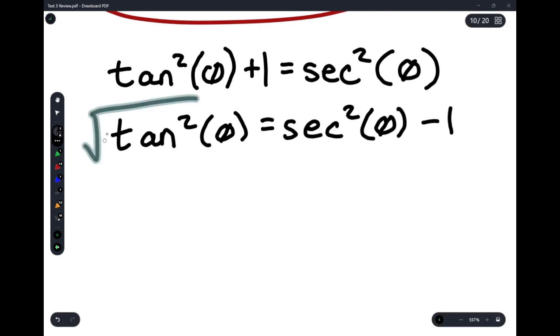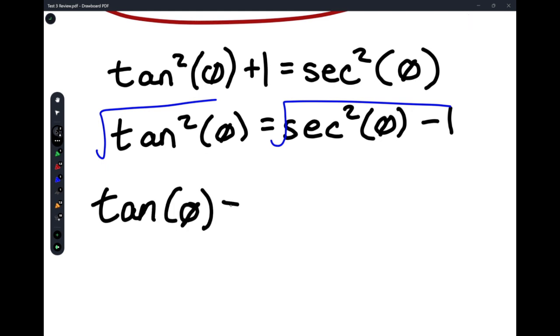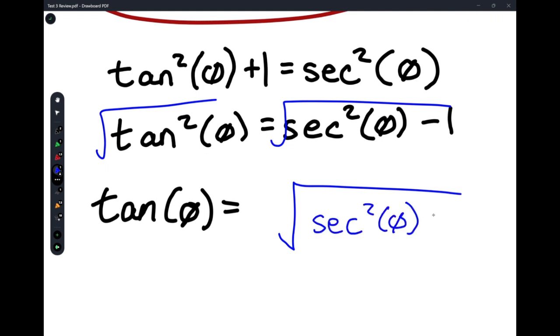Nowhere else. So let's square root it. Square root the whole thing. Oh, this is interesting. So we have tangent by itself now, right? But we have a new thing, the square root that we introduced. And so what do we need to add in front of it? And how do we know which one to pick? Which means?